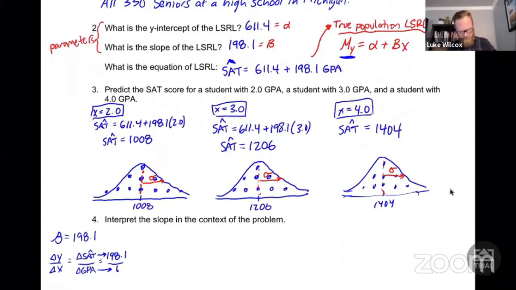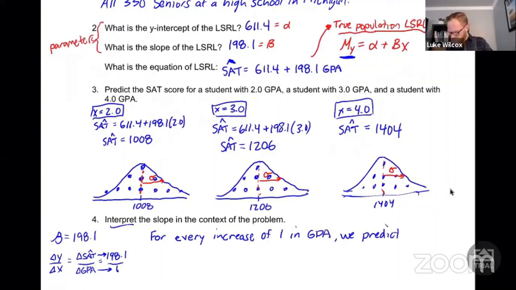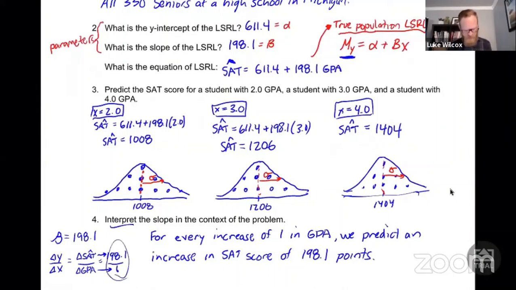Okay, so here's the interpretation. It's going to say, for every increase of 1 in the x value, which is GPA in this case, for every increase of 1 in GPA, we predict an increase in SAT score of 198.1 points. Right, we've essentially just taken this here and turned it into words.